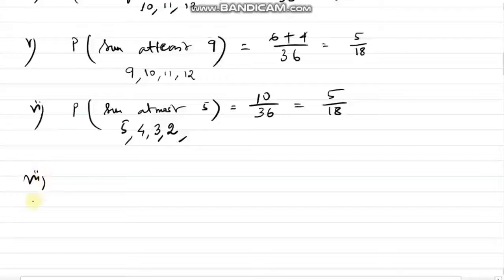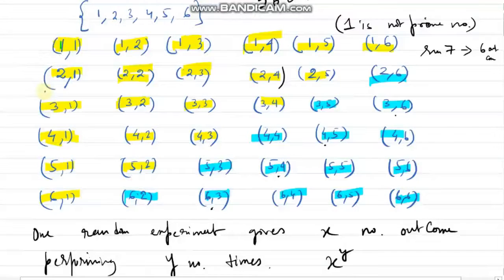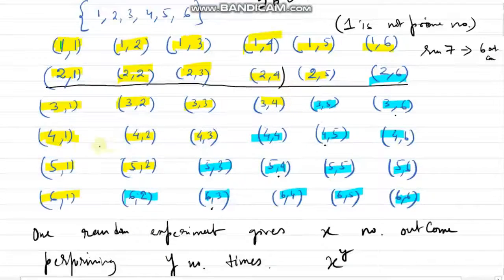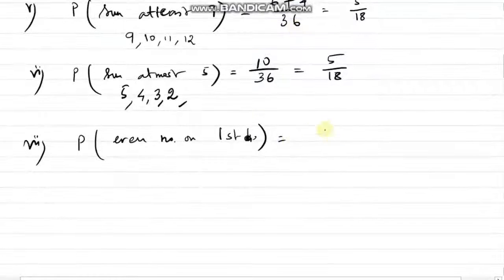Now, if I do the last one, the probability of an even number on the first die. Even number on the first die, just check. I don't care about the second die. I will check only the first die and an even number. Just check this line. In all the numbers, the first die is an even number. Same goes with this line and this line. So it is 18 outcomes, right? So the probability of an even number on the first die will be 18 divided by 36, which is 1 divided by 2.